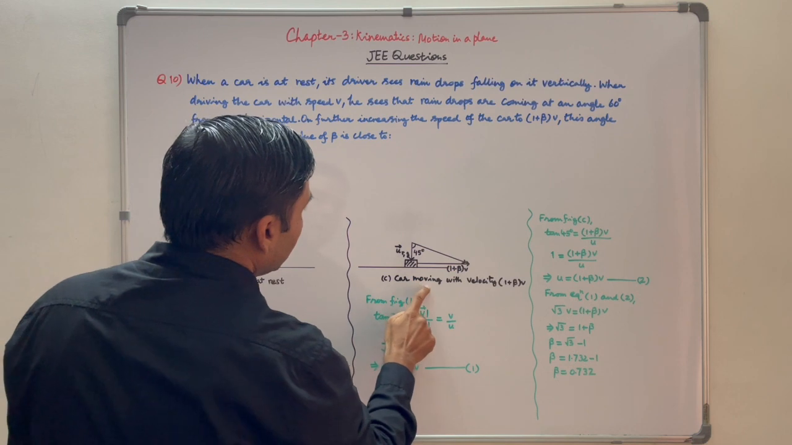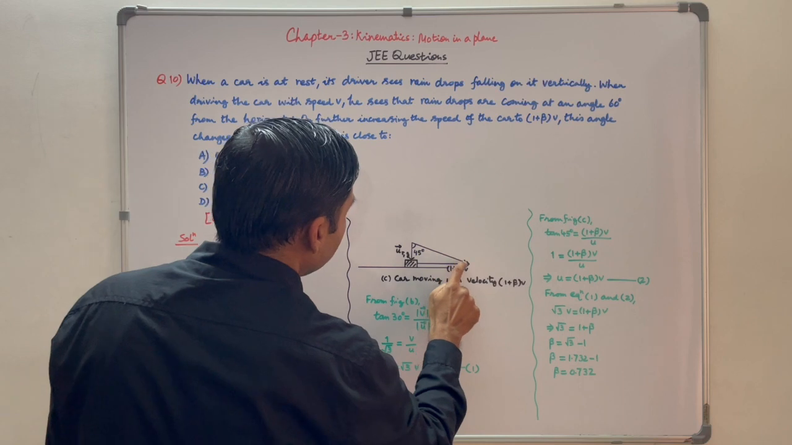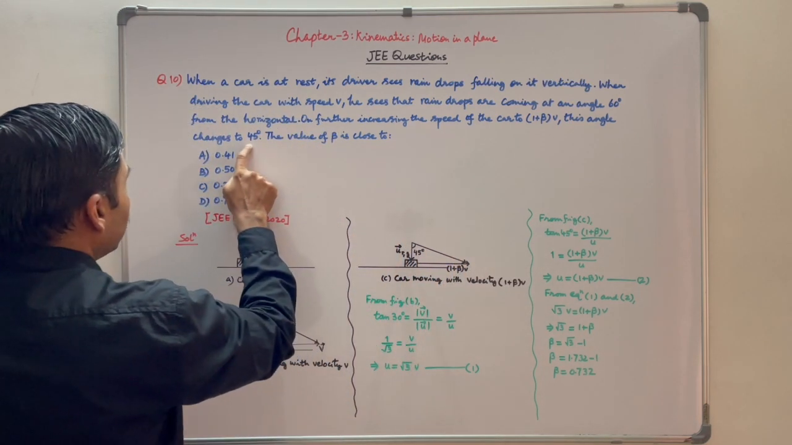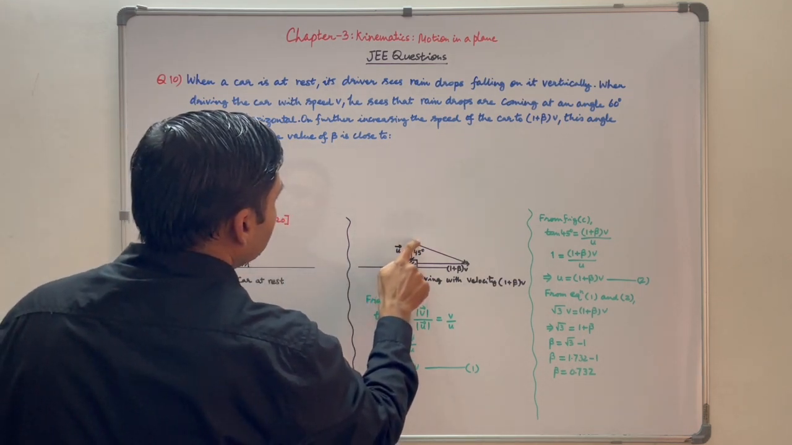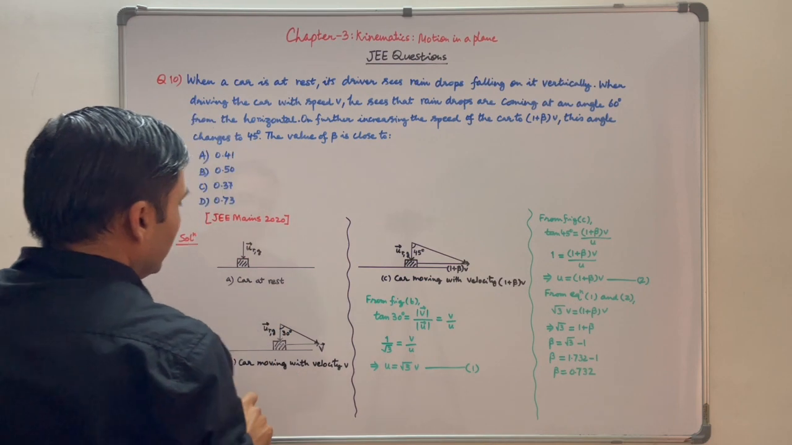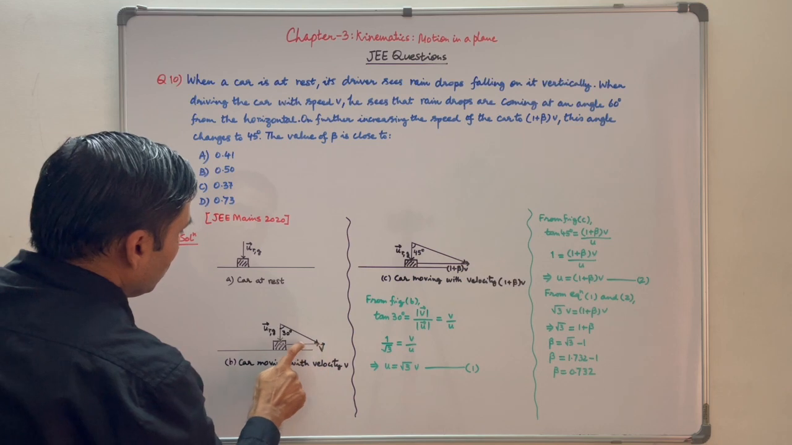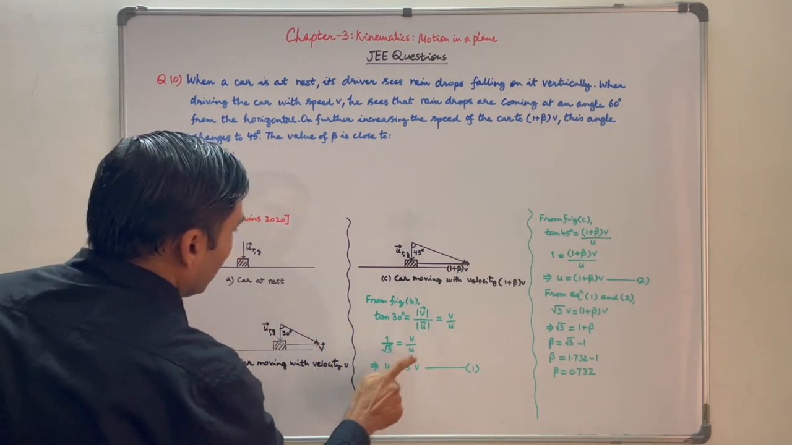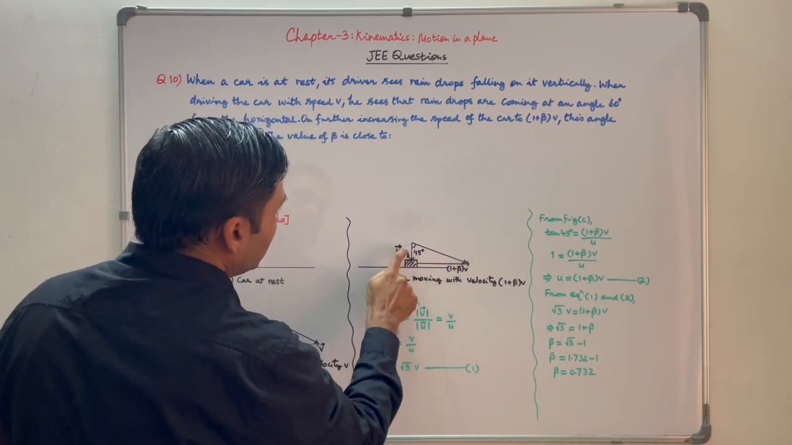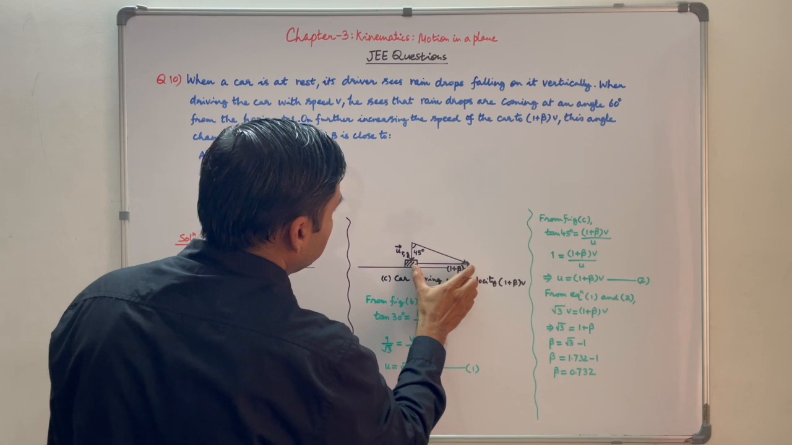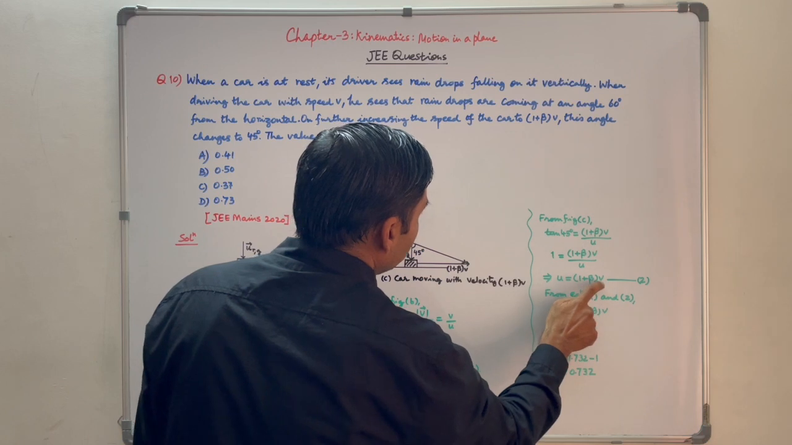In third figure, car is moving with velocity (1 plus beta) times V. Now raindrops appear to fall on it at an angle of 45 degrees from horizontal. That means 90 minus 45 degrees from the vertical. From this right angle triangle, tan 30 is equal to V upon U, or U is equal to root 3 V. From this right angle triangle, tan 45 is equal to (1 plus beta) times V upon U. So U is equal to (1 plus beta) times V.